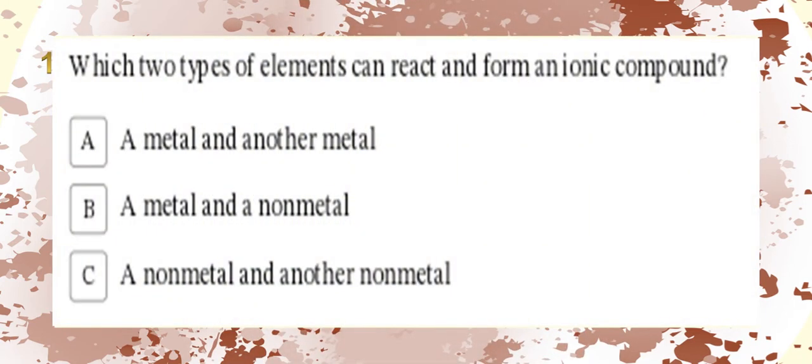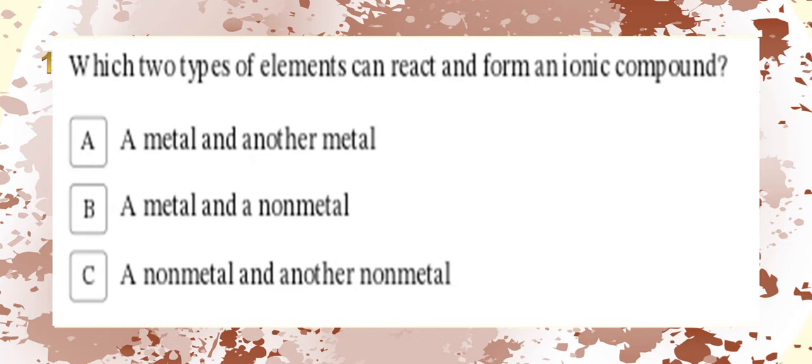Question number 1 says: which two types of elements can react and form an ionic compound? We said we have two kinds of compounds, ionic and covalent. What is the difference between them? As we mentioned before, ionic is a reaction between a metal and a non-metal, or a positive ion and a negative ion, the positive ion coming from the metallic atom and the negative ion coming from the non-metallic atom.